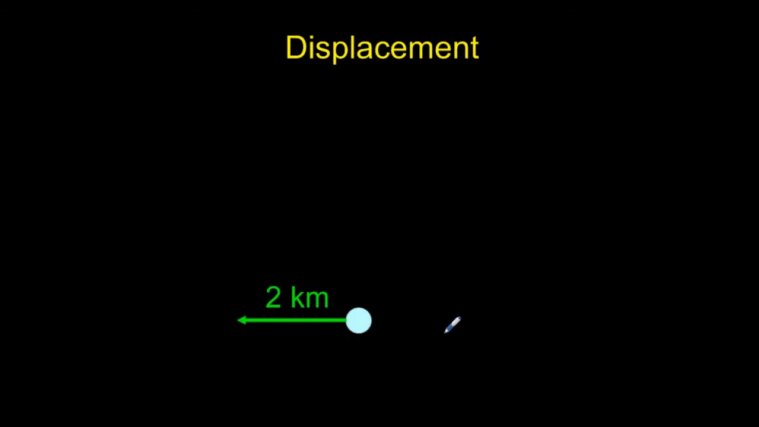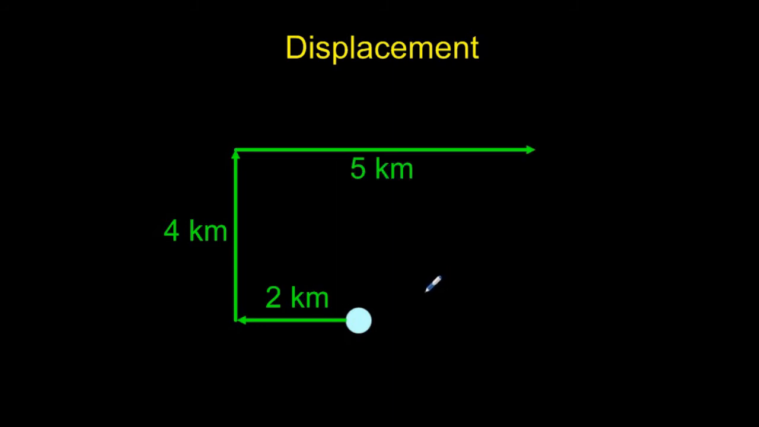Now we're going to go north, which is which direction? Up. And let's say we go 4 kilometers to the north. Notice that when I drew this vector, I made it twice as long as this one, as it should be, because 4 kilometers is twice as long as 2 kilometers.